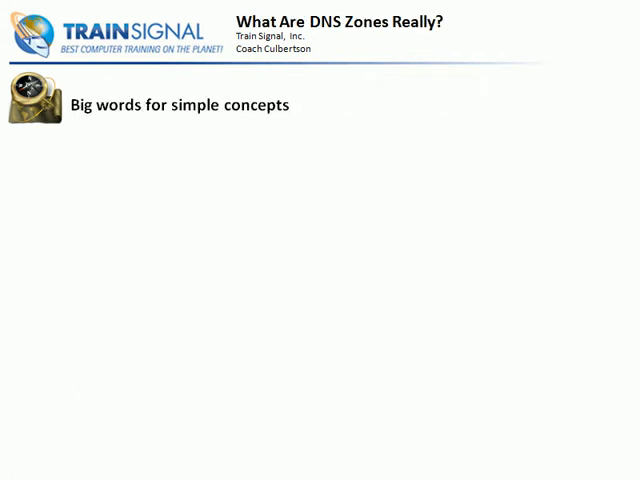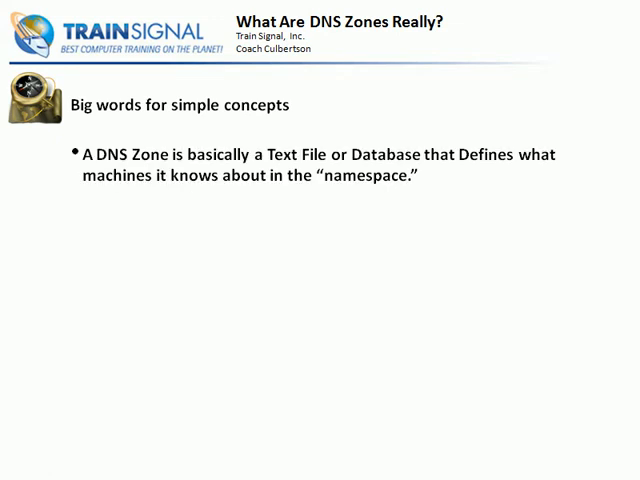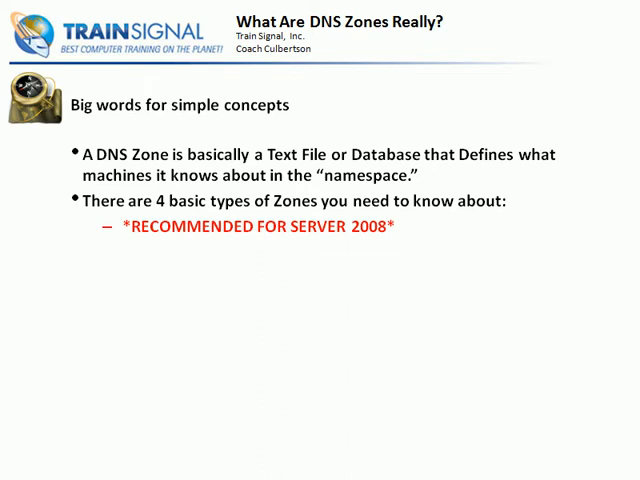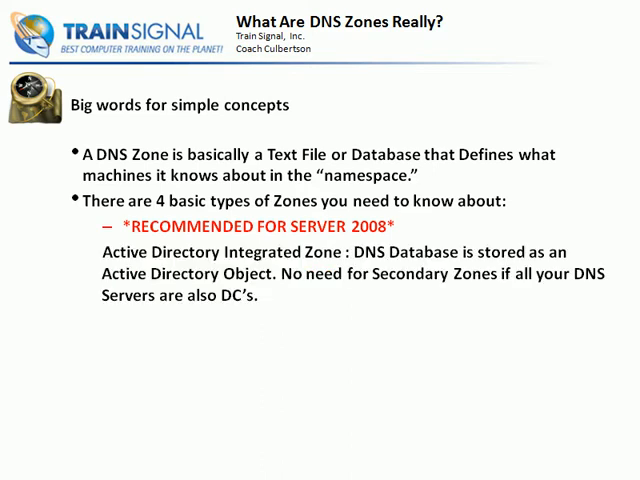Now, let's talk about some things that are inside of the DNS server. I'm going to show these to you in just a few minutes, but I want to give you a quick introduction to them. A DNS zone basically is a text file, or it can also be a database, that defines what machines it knows about in the quote-unquote namespace. When we're talking about namespace, we're talking about the nomenclature, the naming scheme, if you will, for your particular domain. Now, there's 4 basic types of zones that you need to know about right out of the gate here. First of all, the one that's most recommended, especially now with Server 2008, is a thing called the Active Directory Integrated Zone.